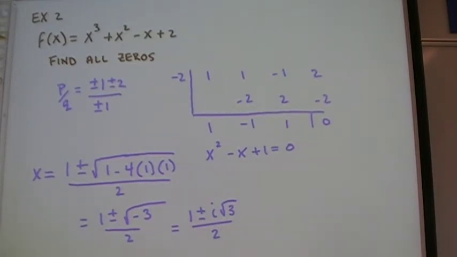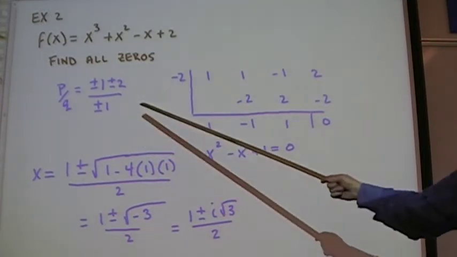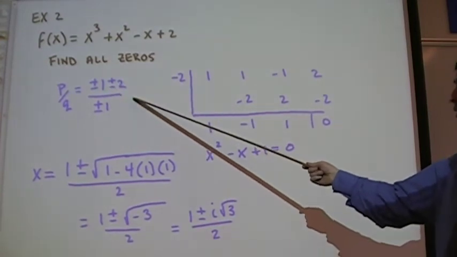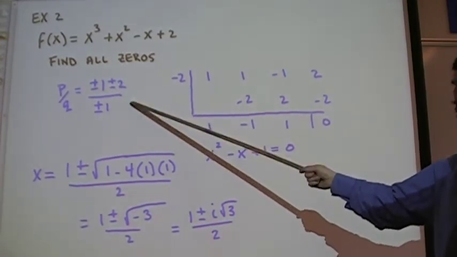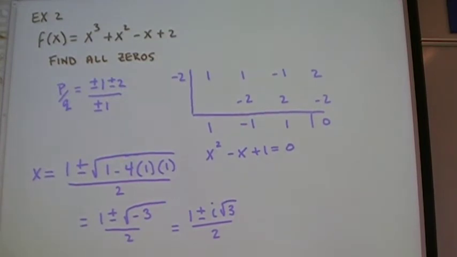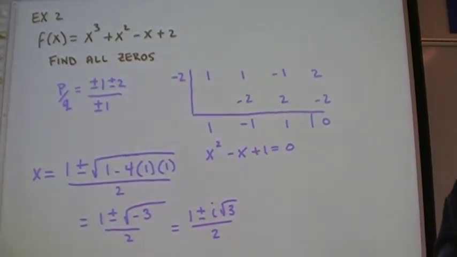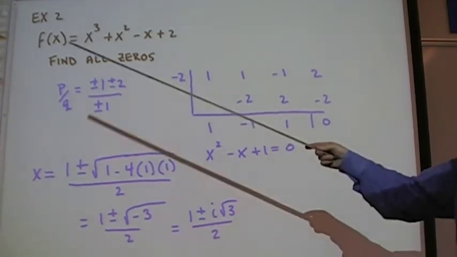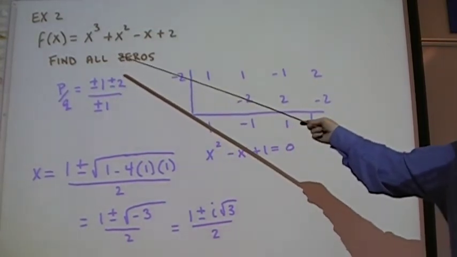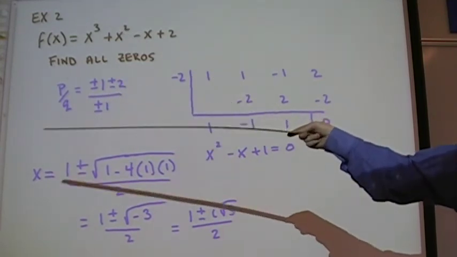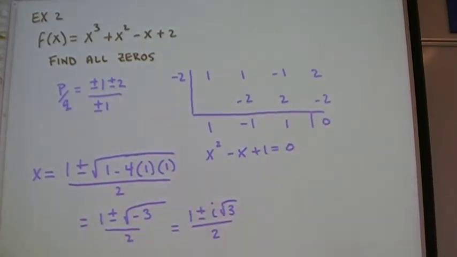So we start out with the P over Q test. P is plus minus 1, plus minus 2. Q is plus minus 1. So we've got 4 possible rational zeros. So let's go back for a second. Let's apply the fundamental theorem of algebra like we did in example 1 and answer those 3 questions for here. How many complex zeros are there? 3. What are the possible rational zeros? We just found that. And what are the possible number of real roots? 1 or 3. That would be it for the first example.